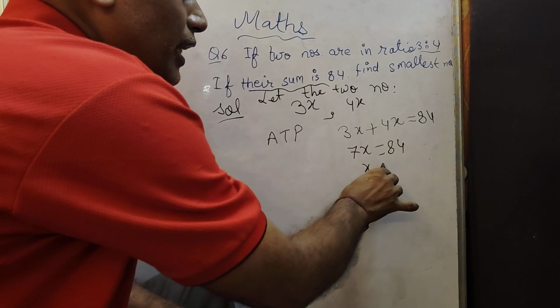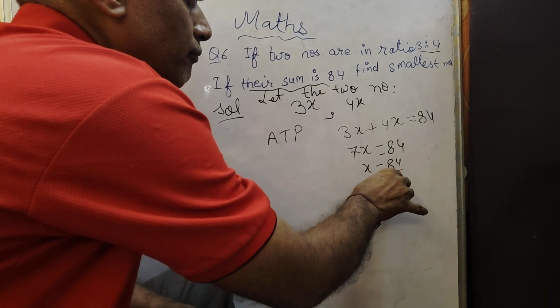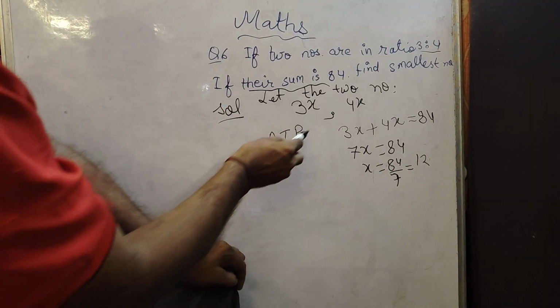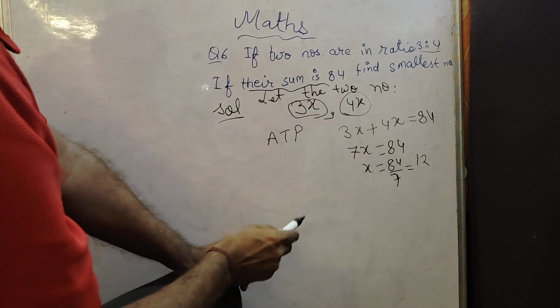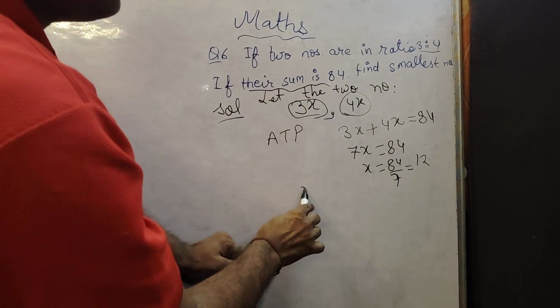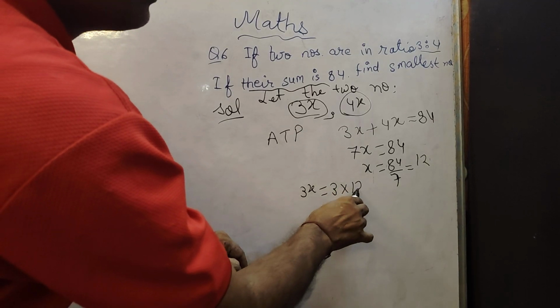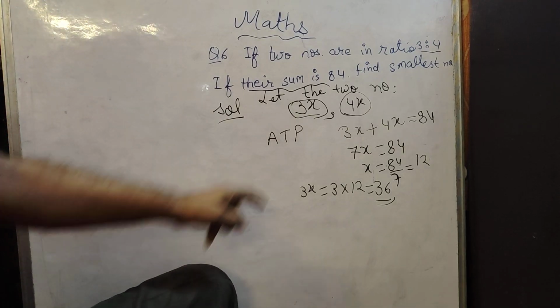So x will be 84 divided by 7. That means 12. It will cancel by 12. So x is nothing but 12. So the smallest number is 3x, the largest number is 4x. So here we find the 3x value. Yes, 36, correct. So the smallest number is 36 because 3x is 36.